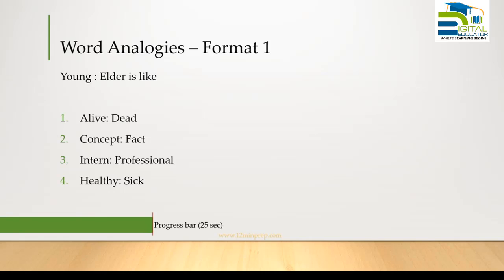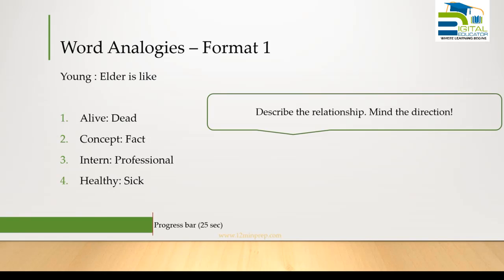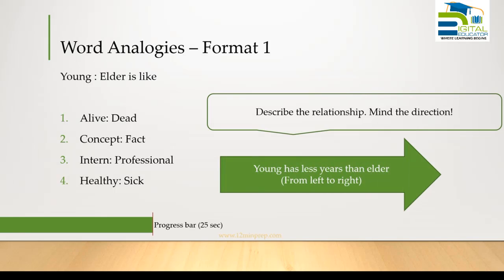Young and elder are age-dependent adjectives. However, they're not necessarily antonyms. Elder means of a greater age. We can therefore describe the analogy from left to right as young has less years than elder. If we try to apply the description to the answer options, only answer 3 complies with the definition, as an intern has less years of experience than a professional.